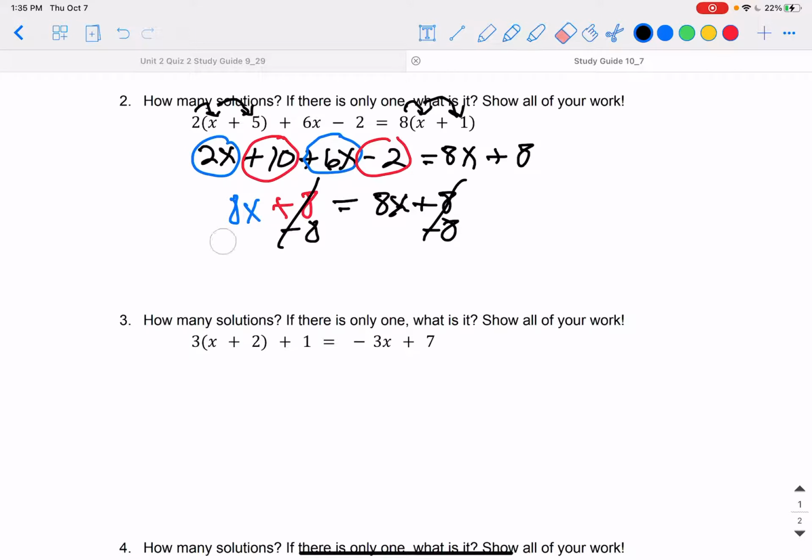And then you can subtract 8x from both sides. And when they cancel, when we draw this line through them, it's understood that it leaves us with 0. So that's 0x because I'm subtracting 8x from 8x, which gives me 0x. And then over here on this side, I'm subtracting 8 from 8, which gives me 0.